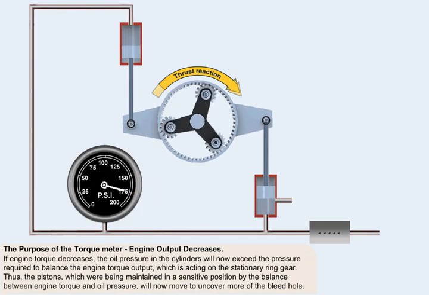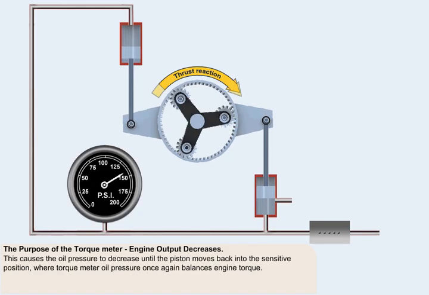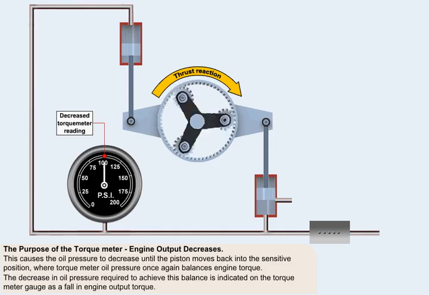If engine torque decreases, the oil pressure in the cylinders will now exceed the pressure required to balance the torque output of the engine, which is acting on the stationary ring gear. As a consequence, the pistons, which were being maintained in a sensitive position by the balance between the engine torque and oil pressure, will now move to uncover more of the bleed hole. This will cause the oil pressure to decrease until the piston moves back into the sensitive position, where torque meter oil pressure once again balances engine torque. The decrease in oil pressure required to achieve this balance is indicated on the torque meter gauge as a fall in engine output torque.